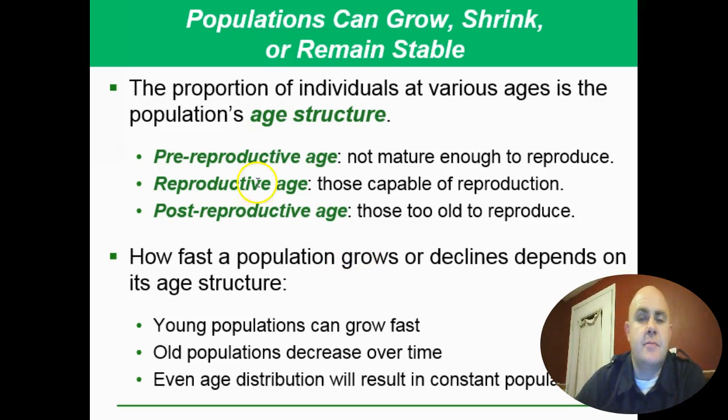So, as I alluded to already, when we talk about age structure, there are those three categories. Again, pre-reproductive is you can't reproduce yet. Reproductive is you're reproducing. Post-reproductive is you're too old to reproduce, of course. And so, how does it affect things? Well, young populations can grow very, very quickly. Old populations decrease over a longer period of time. And even age distributions will result in a constant population size. We'll look at these in the coming slides.